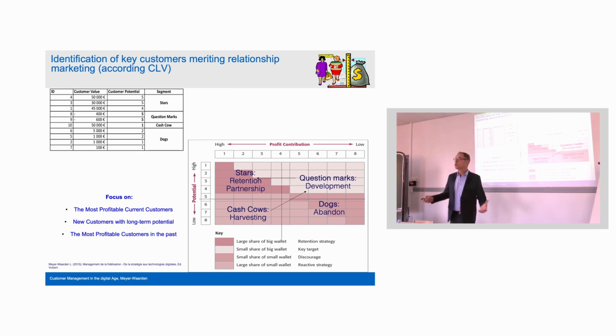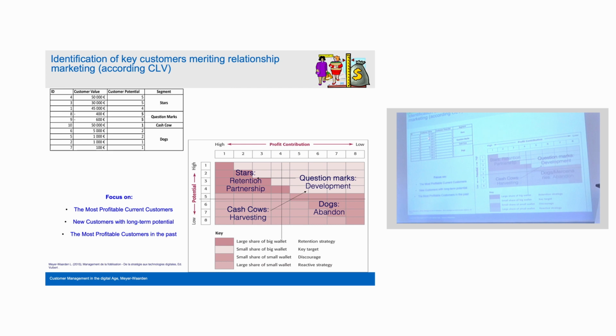According to the sector, you have to choose the right criteria to segment the database. If you have segmented them, you have customers with high potential and high value, they are placed here. You have customers with low value and low potential, they are placed here.